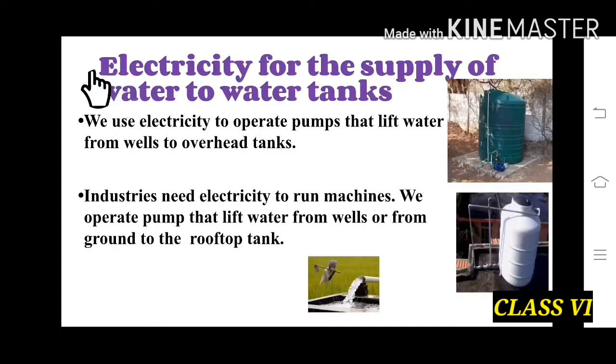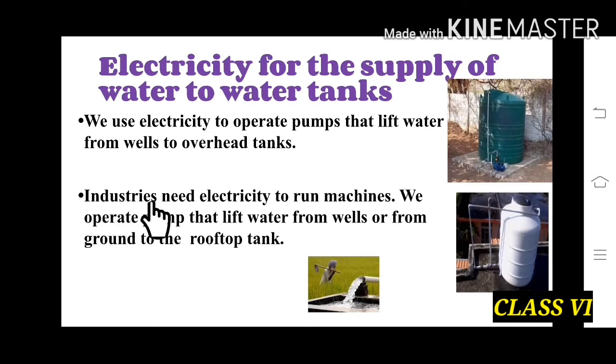Now I am going to explain to you about electricity for the supply of water to water tanks. As you know, we use electricity to operate pumps that lift water from wells to overhead tanks. So in this picture we can see that there is a motor pump. It carries water from wells to the tanks.